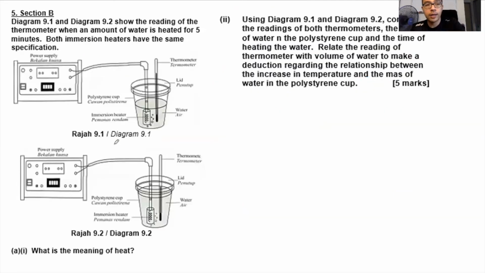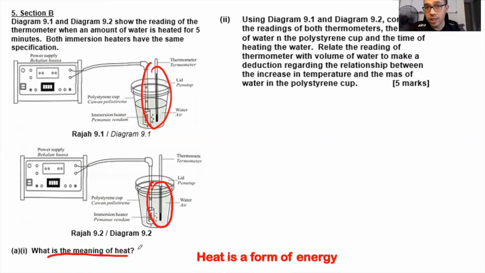Okay, next, let's do another one. Diagram 9.1, 9.2 show the reading of the thermometer. Take a look at this thermometer reading and this thermometer reading. Same question, what is the meaning of heat? Heat is a form of energy. We've never run away from this question.